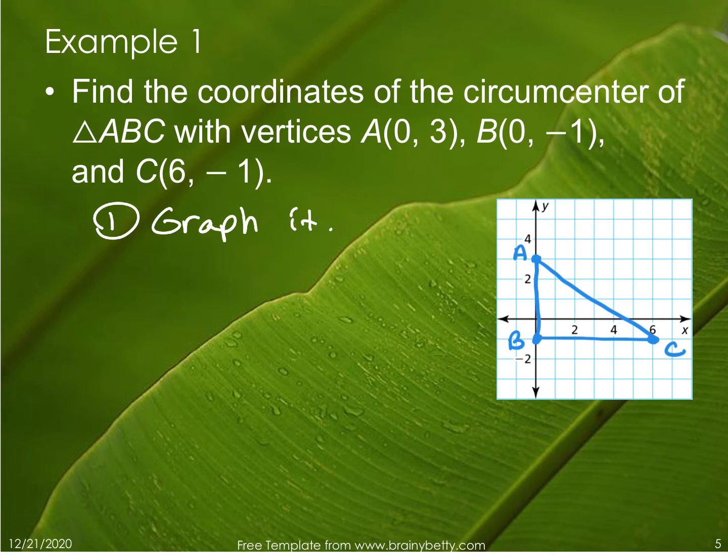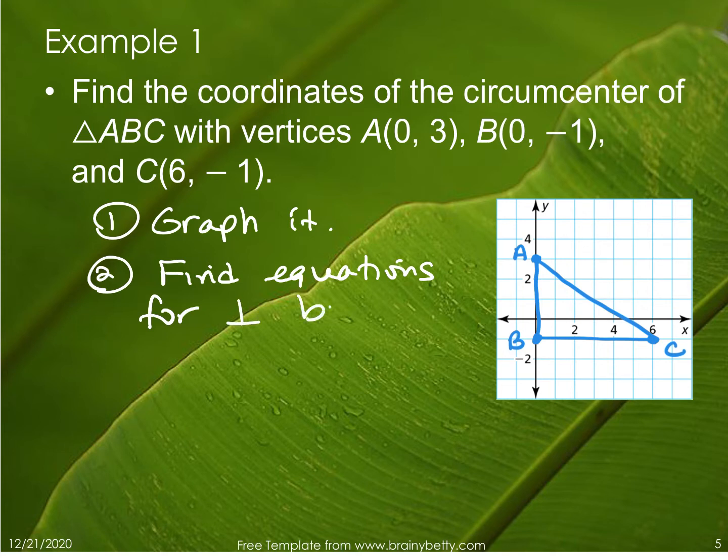Step number 2, I need to find the equations for the perpendicular bisectors. Now again, if your triangle was acute, then this would be a more involved step. But this is actually what we're doing with number 10.